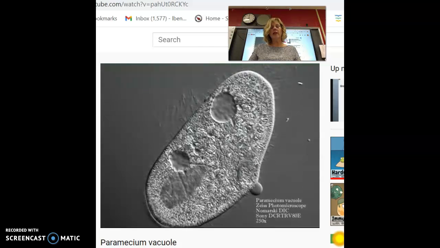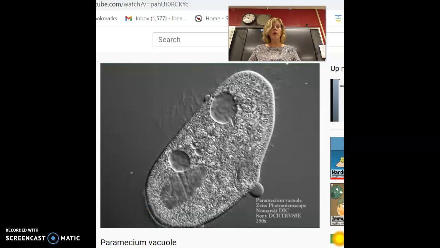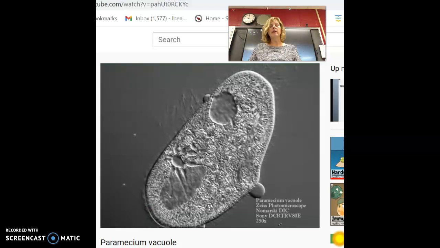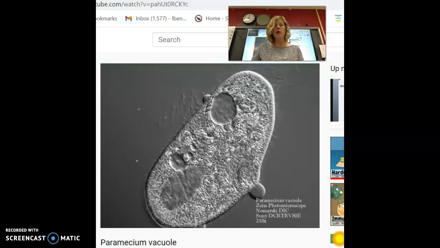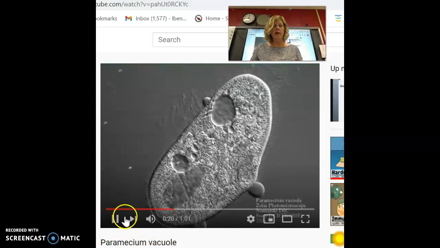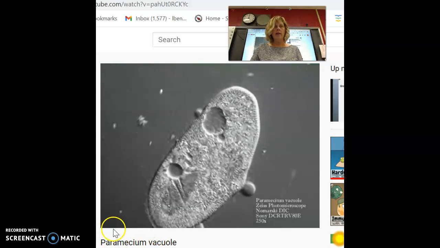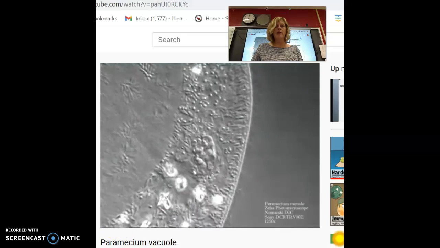Lots of single-celled organisms actually have that, especially eukaryotic ones, but some bacteria as well. Our bacteria also can have those. But anyway, that's my little contractile vacuole.